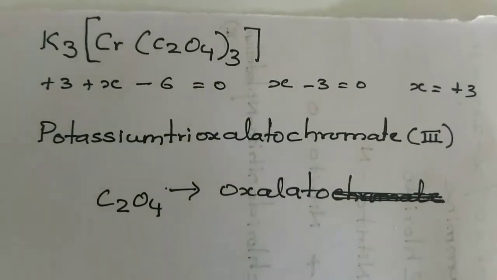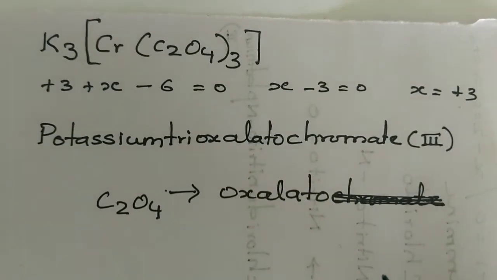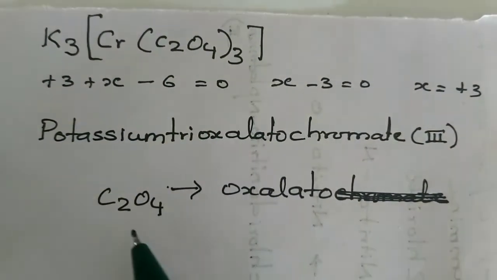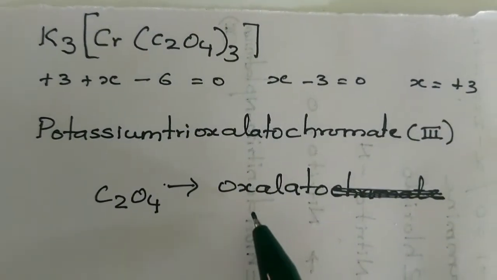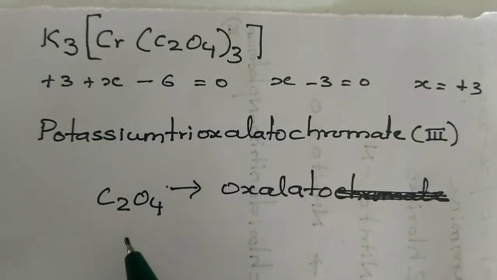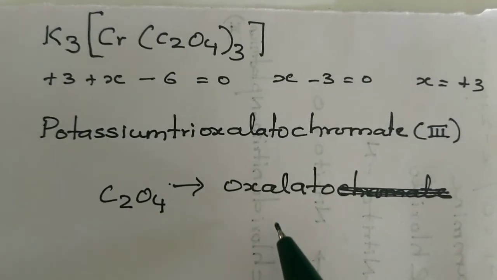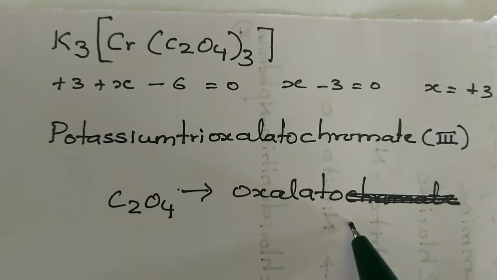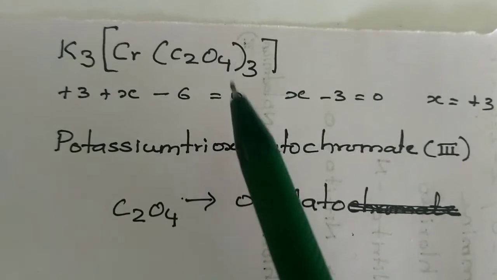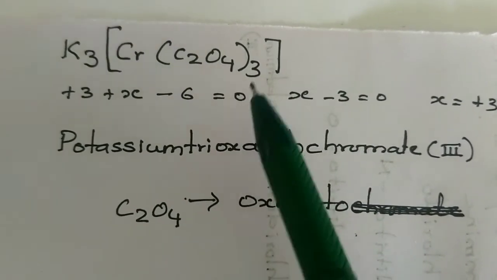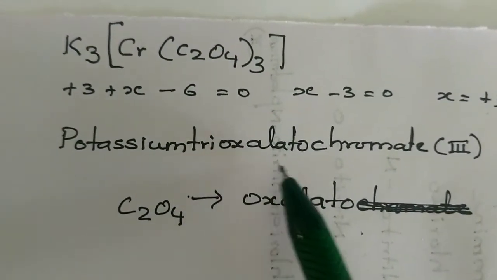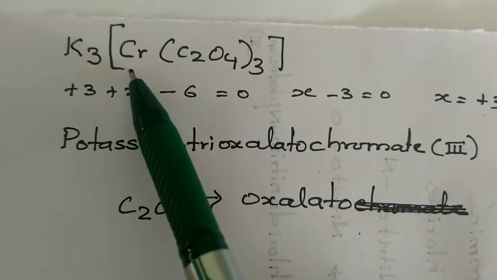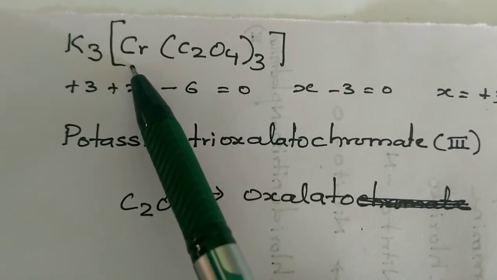As per the rules, first we have to write the name of the ligand. Which is the ligand present here? C2O4. That C2O4 is called oxalato. Actually, it is an oxalate ion. When it acts as a ligand, it is called oxalato. Repeated 3 times, so trioxalato. Now we have to write the name of the central metal atom. We know chromium is the central metal atom.